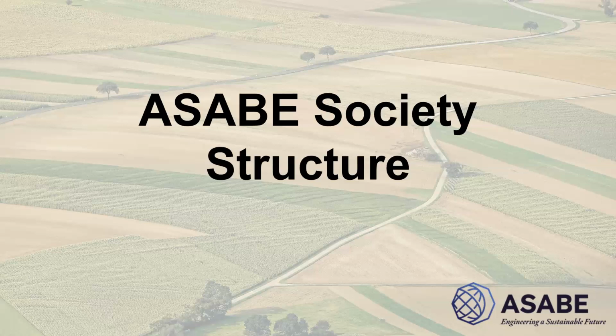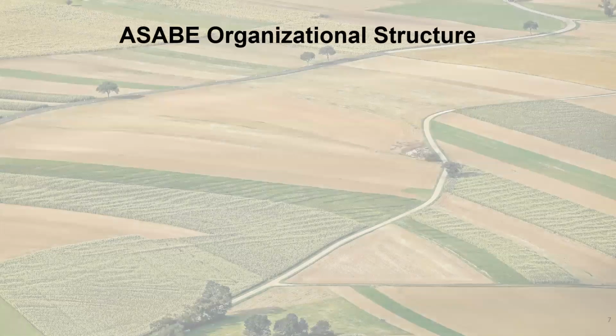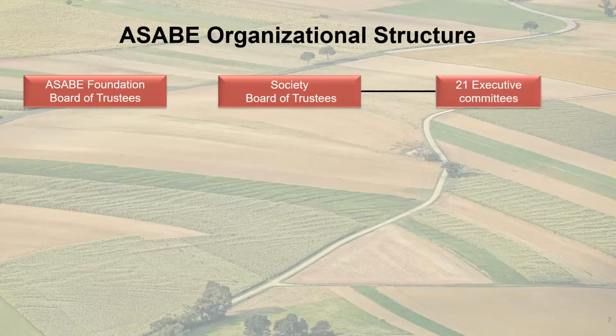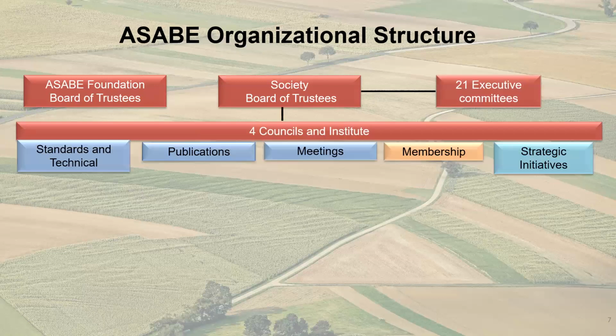As the work of the society has evolved, so has the organizational structure. So let's start with the ASABE Foundation and its Board of Trustees and the Society Board of Trustees, two separate entities. The foundation supports awards, special initiatives, and projects for our members. The Society Board of Trustees oversees the society in general with its executive committees and 4 councils of standards, publication, meetings, membership, and the newly forming Strategic Initiatives Council, which is still in progress of development.